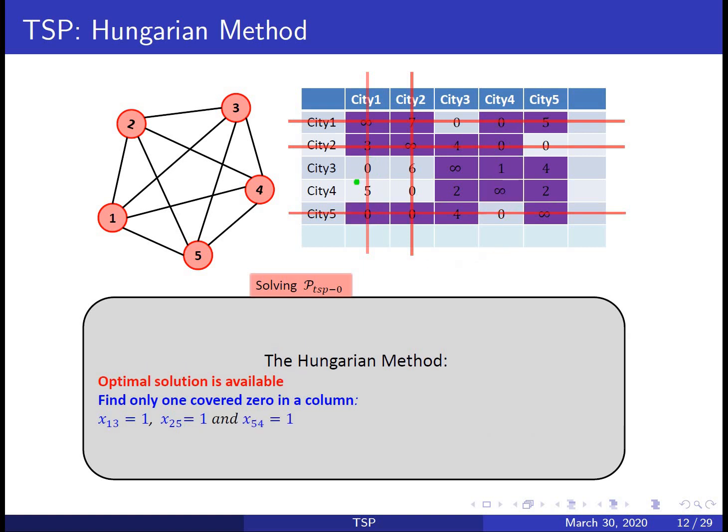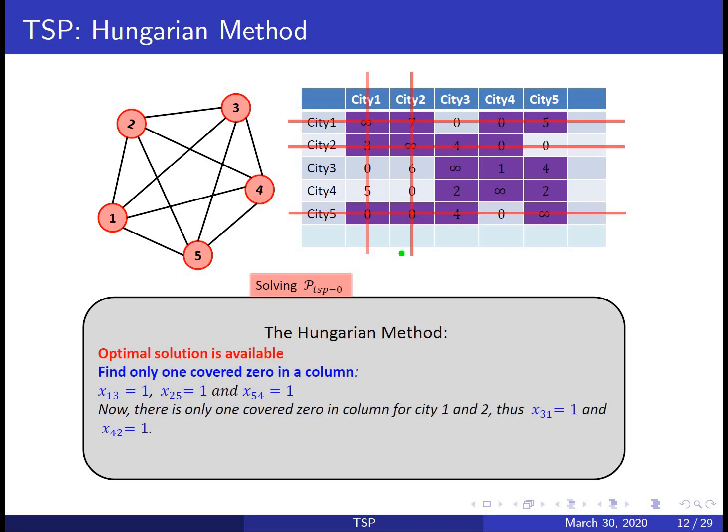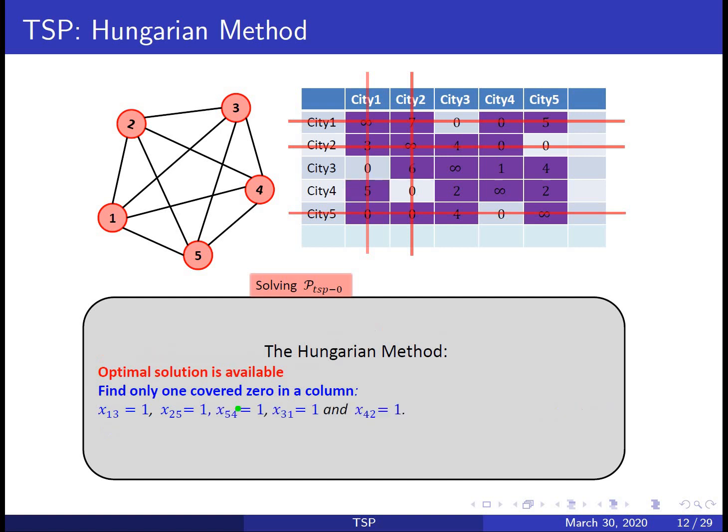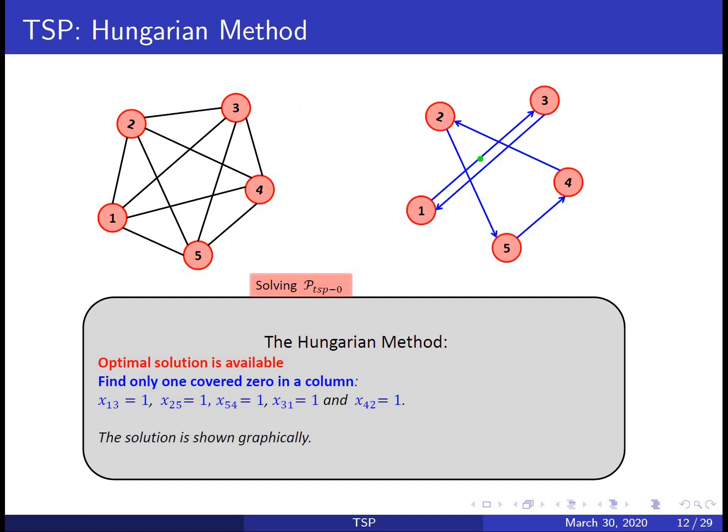Now you delete the corresponding column and row. Now from the undeleted columns, try to identify the columns with a single zero. And here you have these two columns. That means from city 3 you can go to city 1, and from city 4 you can go to city number 2. So that is how the solution is obtained from the Hungarian method. So here you have x13, x25, x54 equal to 1, and x31 and x42 equal to 1, and the rest are all zeros. Graphically it shows us that there are subtours.